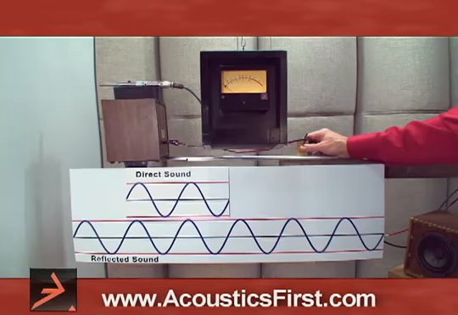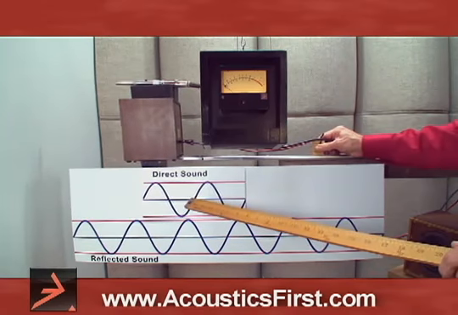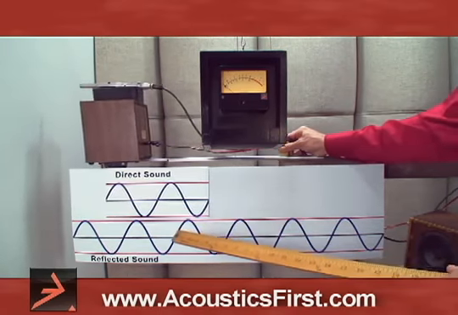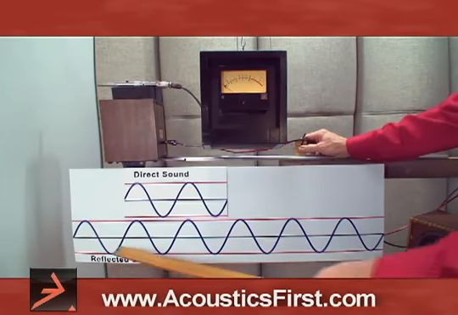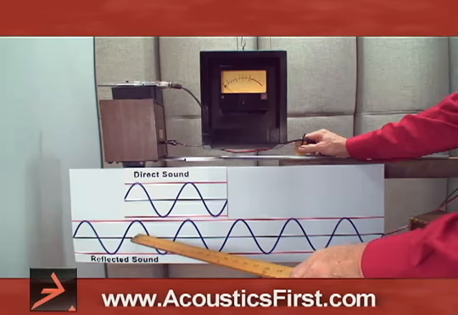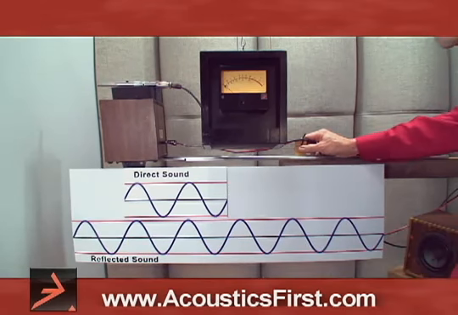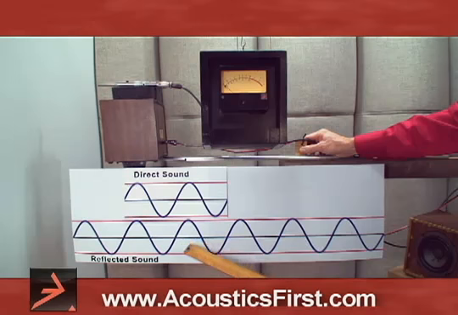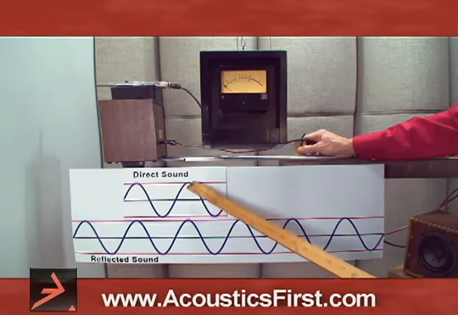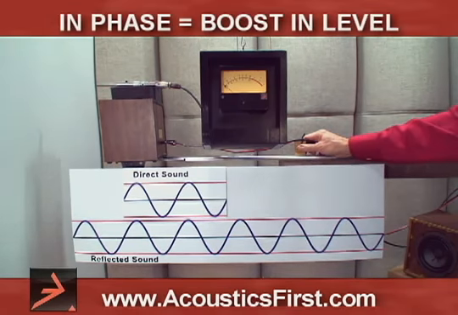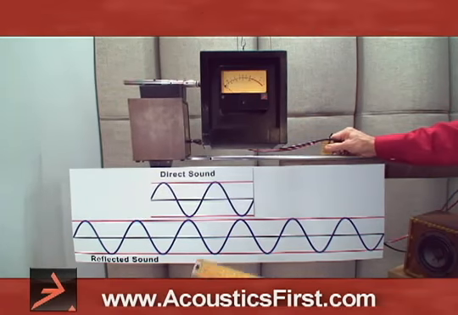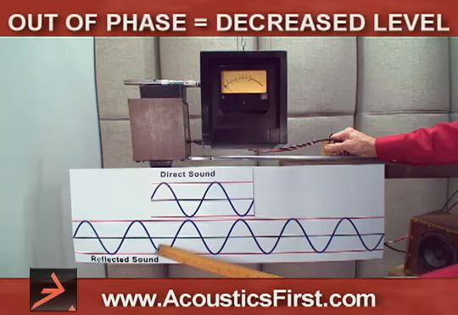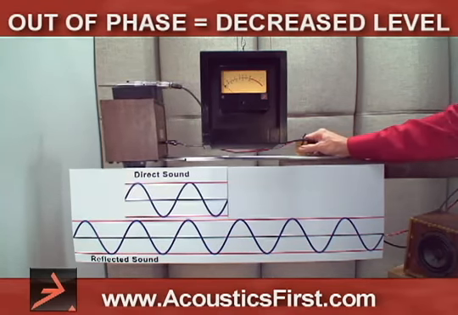The microphone and speaker move together with a waveform drawing that represents the direct sound from the speaker. The lower wave drawing represents the sound reflecting off the wall. When the peaks of pressure in the direct and reflected sound waves line up or are in phase, you will see a boost in the level at the microphone. Consequently, when the pressure peaks of the direct sound line up with the dips of the reflected sound pressure, you will see a reduction in level. This is an out-of-phase condition.